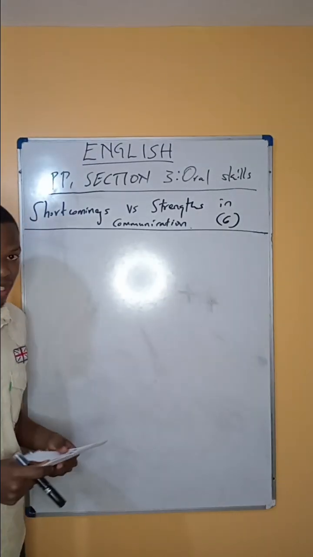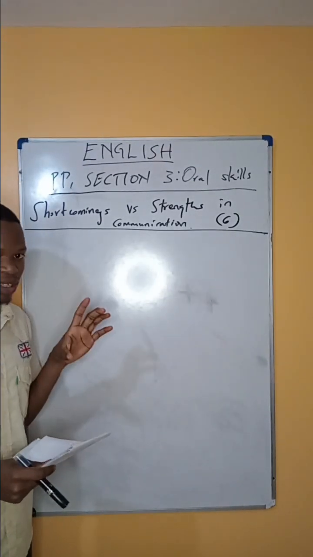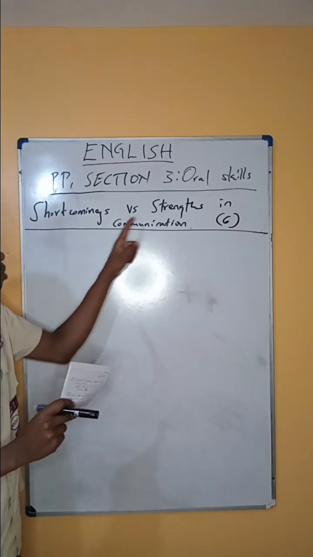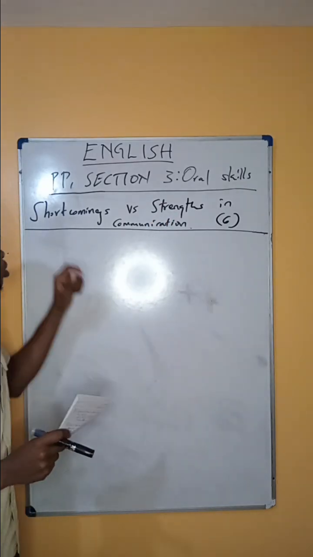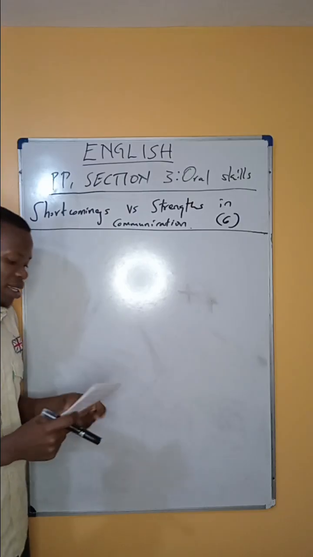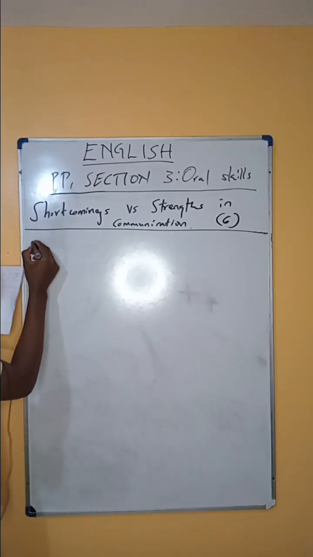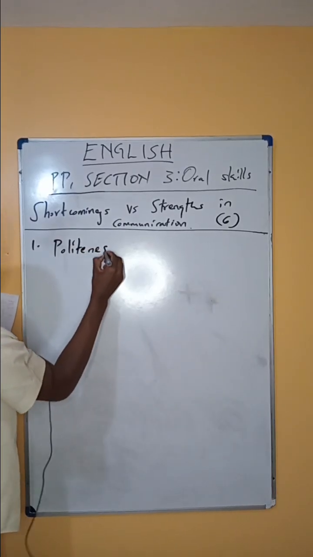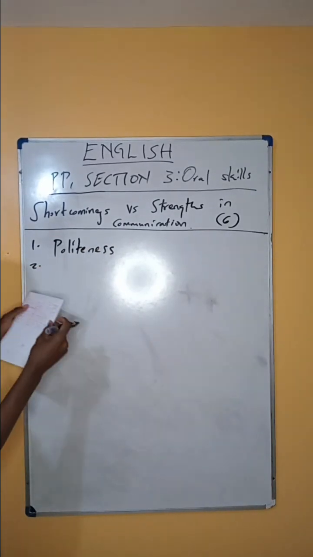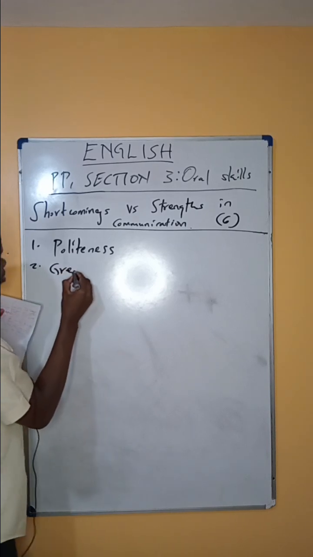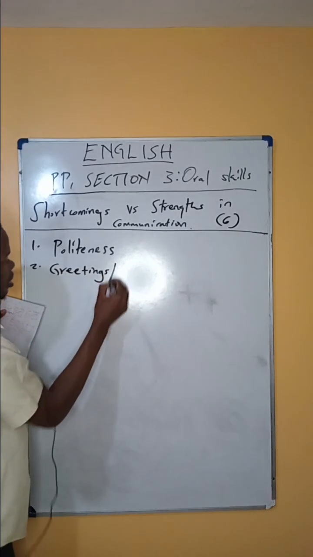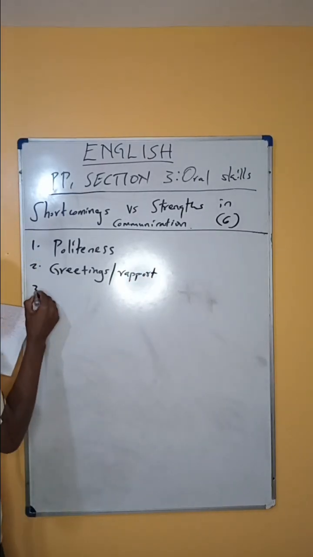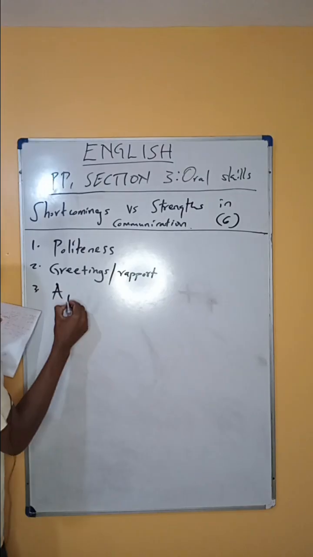I'll give you a very simple trick. Let us list the main points. From those main points, we're going to get the positive, which will form the strengths, and the negatives, which will form the shortcomings. Number one, can talk about politeness. Number 2, can talk about greetings, stroke rapport. Number 3, can talk about apology.